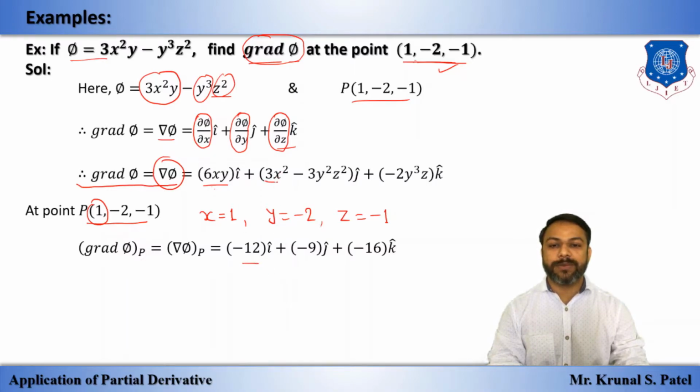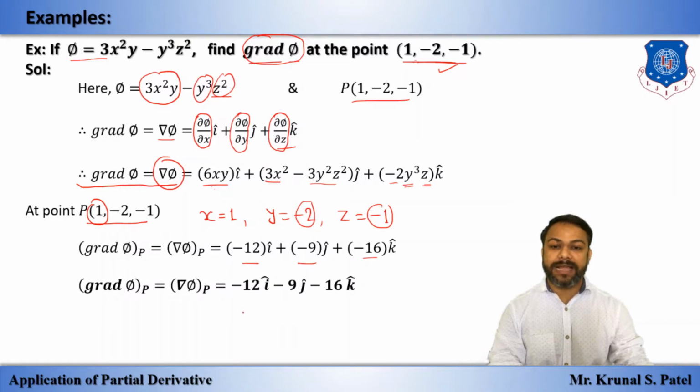3 into 1 square, that means 3, and 3 into (-2) square, that means 4 times 3 is 12, and 3 minus 12 is -9. And if you put y cube, -2 cube is -8, and z is -1. So -2 into -8 into -1 is -16. So this is our answer, and we can write this in point form as (-12, -9, -16).